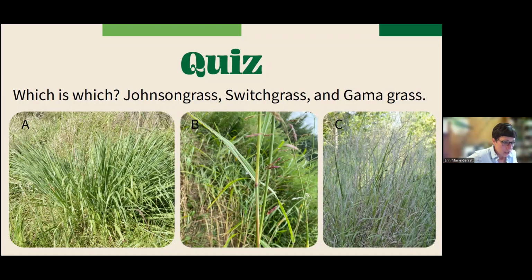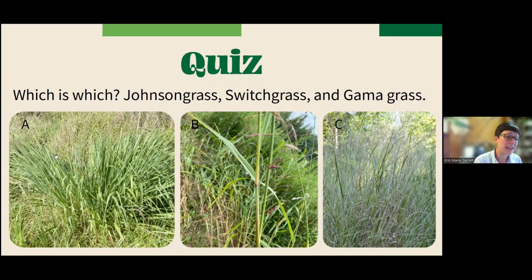So, most everyone got the Johnson grass, right? We just went over it, so hopefully that helped. Johnson grass is B in the middle, okay? And the main clue that I left you with is that white midrib and that coloration on the leaf, okay? It was kind of tricky.